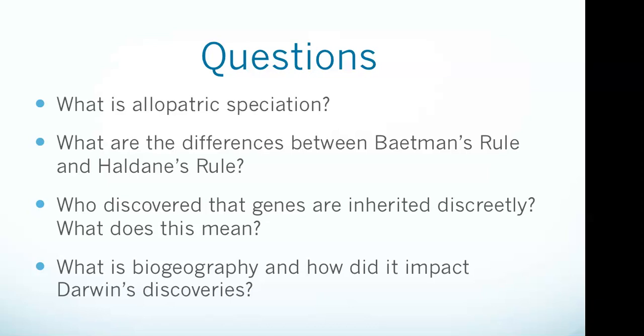It's worth taking the time at the end at least to hit the pause button and try to answer these. So allopatric speciation. Do you know what that is? Differences between Bateman's and Haldane. Who discovered that genes are inherited discretely? What does this mean? What is biogeography and how did it impact Darwin?